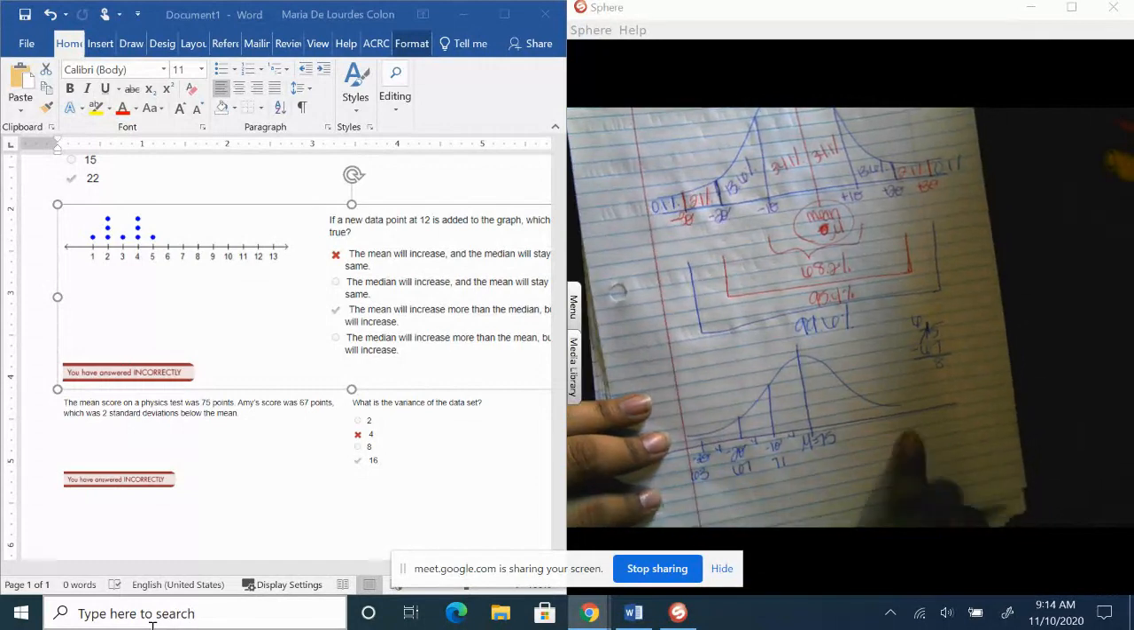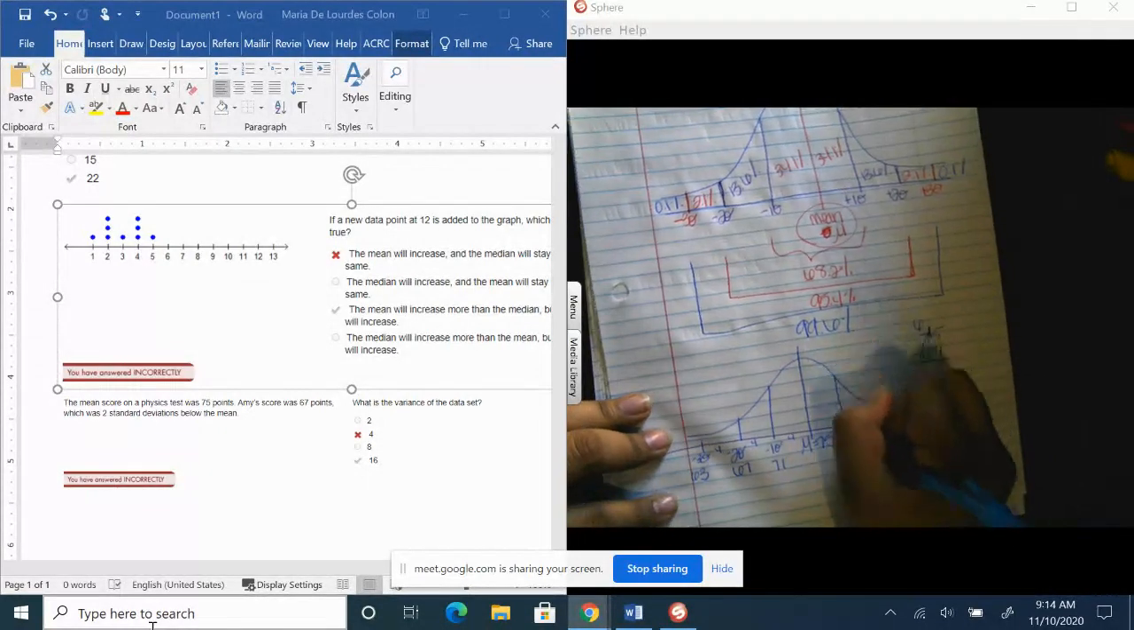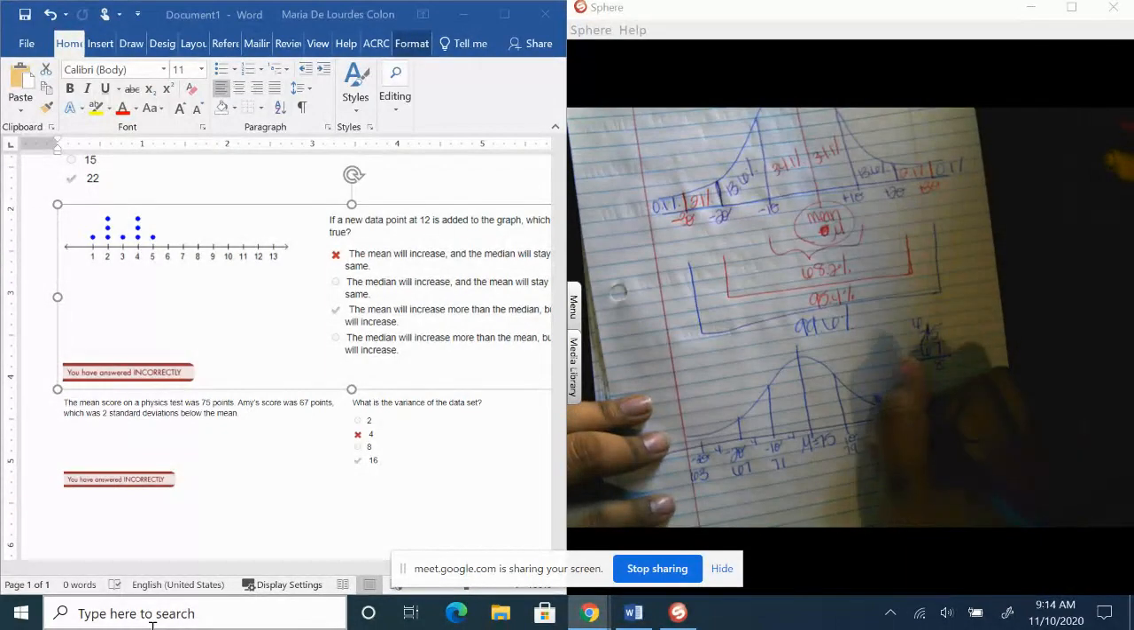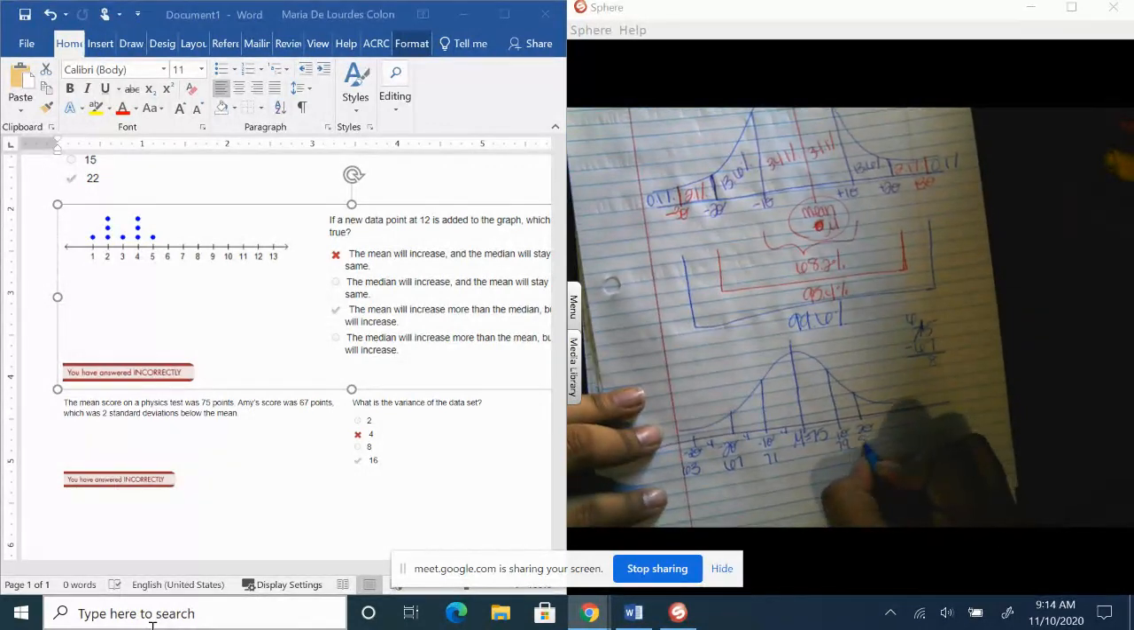Meaning we could also go this way so that we can practice. So one standard deviation, we would add 4 if we're going to the right, because now it's greater. So adding 4 is 79. For 2 standard deviations, add another 4. So we're at 83. And for 3 standard deviations, add another 4, we're at 87.